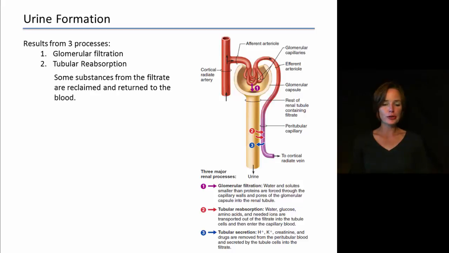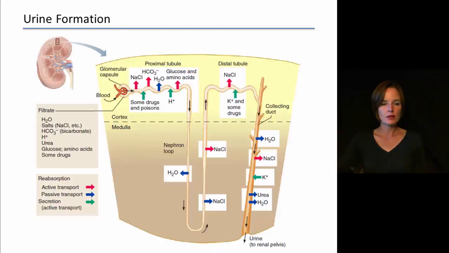So water, glucose, amino acids, also other ions that we might need, are going to be moving from the filtrate into the tubule cells, and then they'll ultimately pass back to the capillary blood. If we look at the process right here, we have the filtrate, which is going to be passing from the capsule through a series of tubules and ultimately makes its way to the collecting duct.